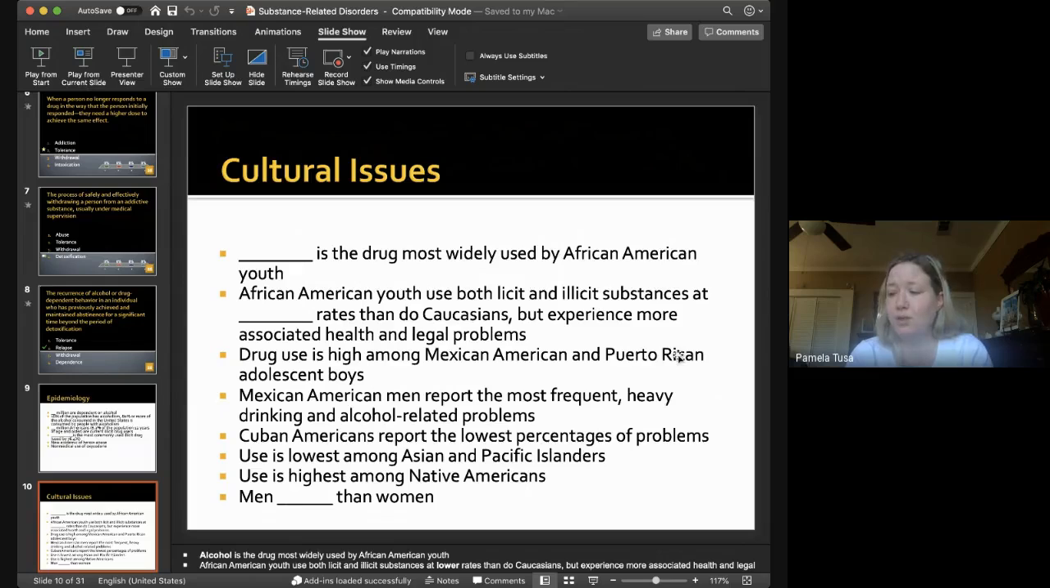African-American youth use both licit and illicit drugs at, do you think, lower or higher rates than Caucasians? I know y'all are on mute, but it's actually lower rates than Caucasians, but they experience more associated health and legal problems. And I think that's important to know. Drug use is high among Mexican American and Puerto Rican adolescent boys. Cuban Americans report the lowest percentage of problems. Use is lowest among Asian and Pacific Islanders, and highest among Native Americans and Alaskan natives.